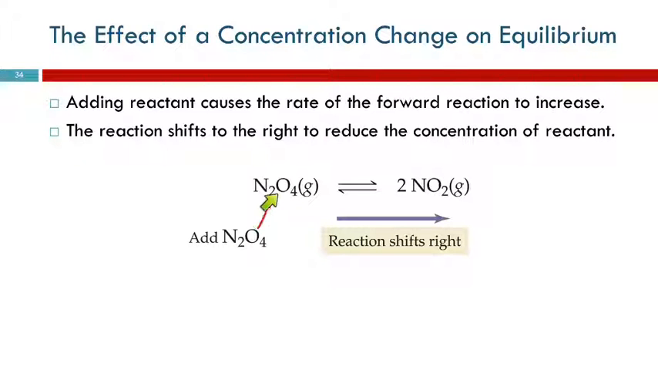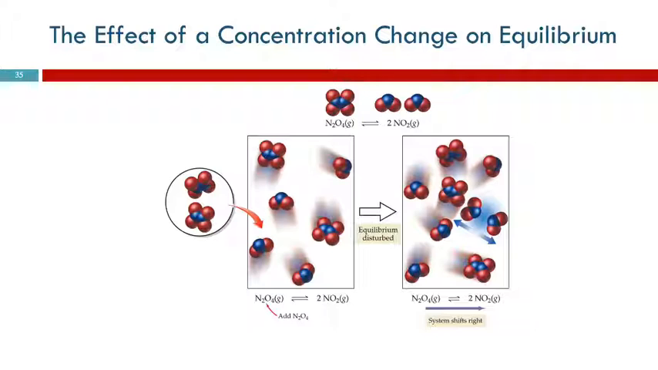If we add reactant, if we add a bunch of N2O4, the reaction equilibrium is going to shift to the right to reduce what we've added. The equilibrium fights back against any change imposed on it. So here we got that same situation. Now we're adding some of the reactant, and we see we've disturbed the equilibrium. It reestablishes a new equilibrium, and it does so by shifting some of the N2O4 into NO2.